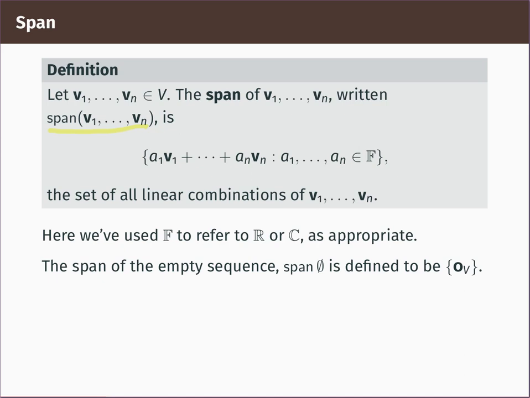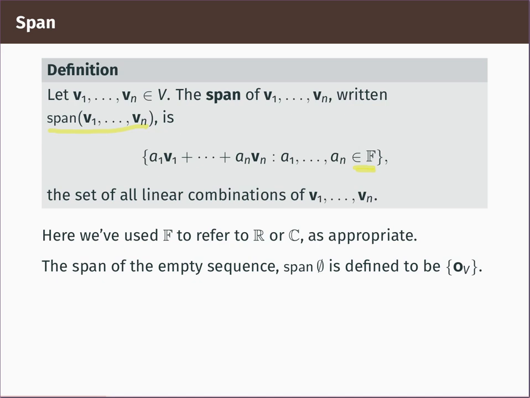What that means is, if V was a real vector space, then the a_i's would be any real numbers, and if V was a complex vector space, the a_i's would be any complex numbers. Here we've used this notation, where F refers to the real numbers if V is a real vector space, and the complex numbers if V was a complex vector space.